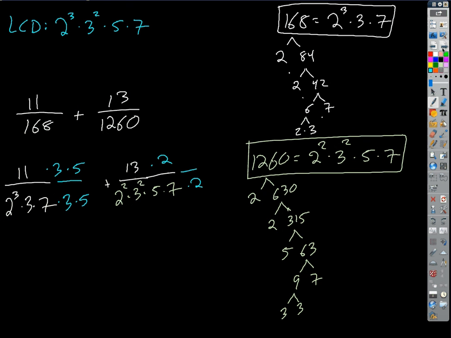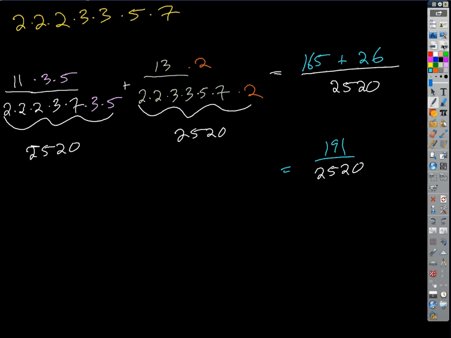Then that just gives us, if I multiply that out, 33 times 5 would just be 165. And 13 times 2 is 26. And so we end up with something like that, right? We get 165 plus 26 over my common denominator.